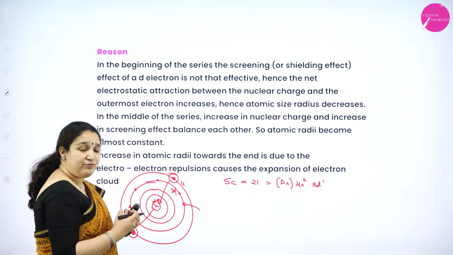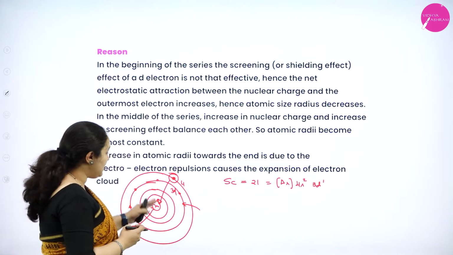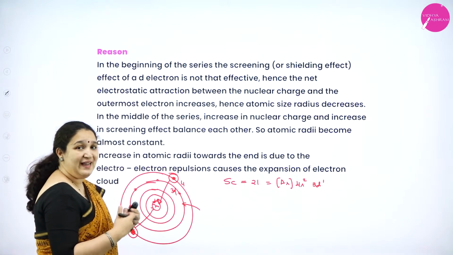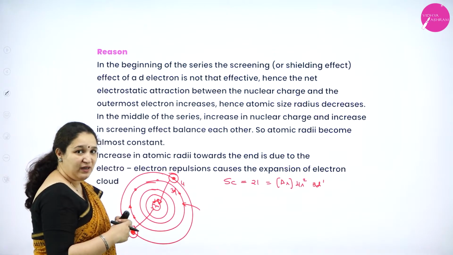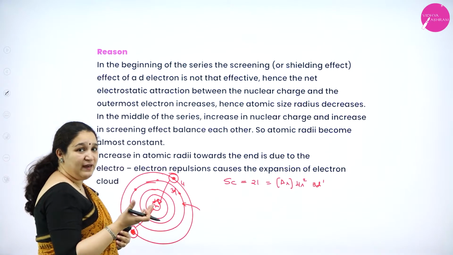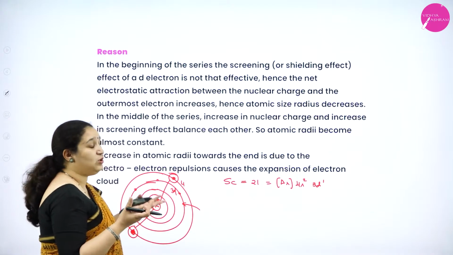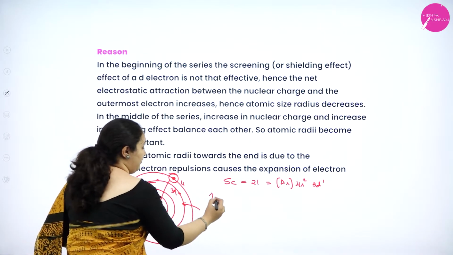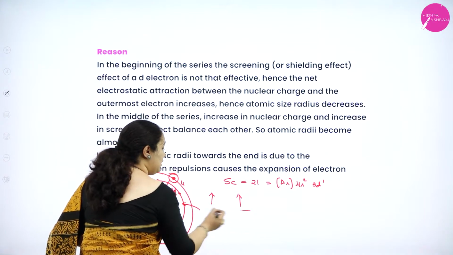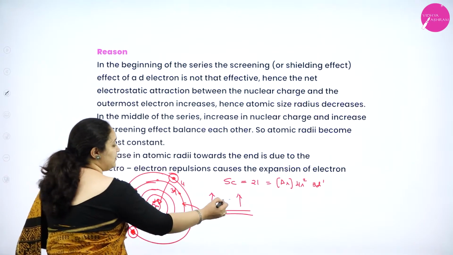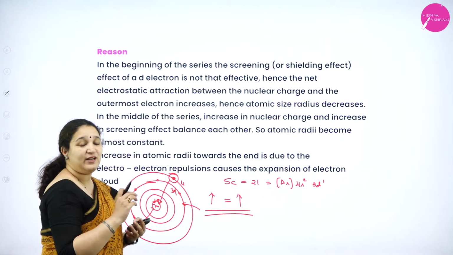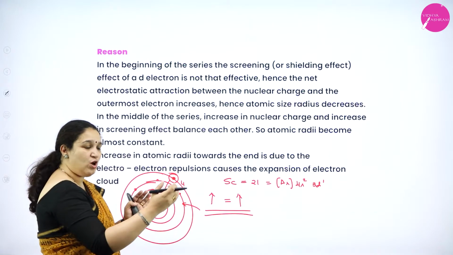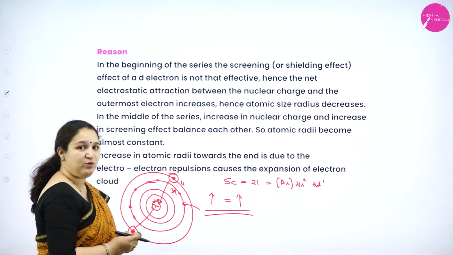But after chromium, once the half filled 3D orbitals are observed, later when the electrons are coming in, the screening effect is getting balanced with the nuclear charge. So there is increase in the screening effect and also increase in the nuclear charge, which are both getting balanced with one another, and thus the atomic radius does not shrink or reduce. It is almost the same value after midway through.